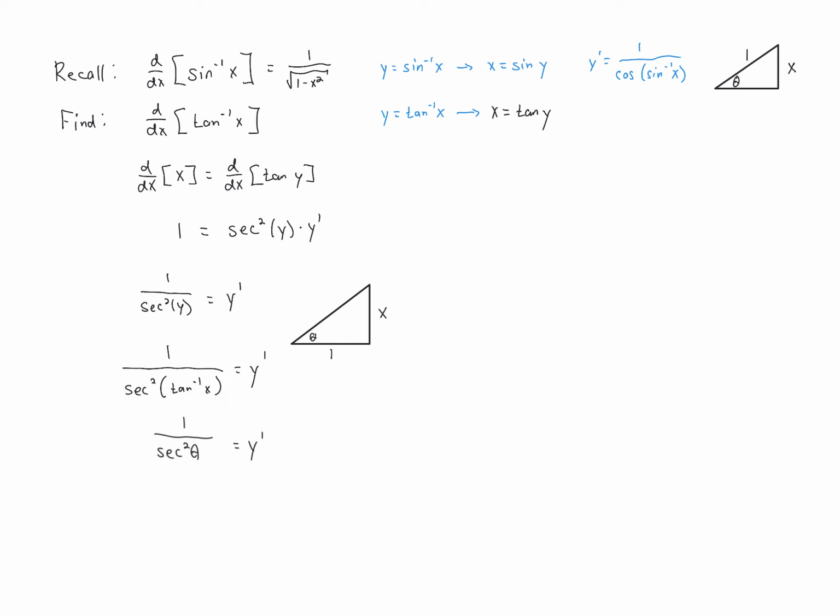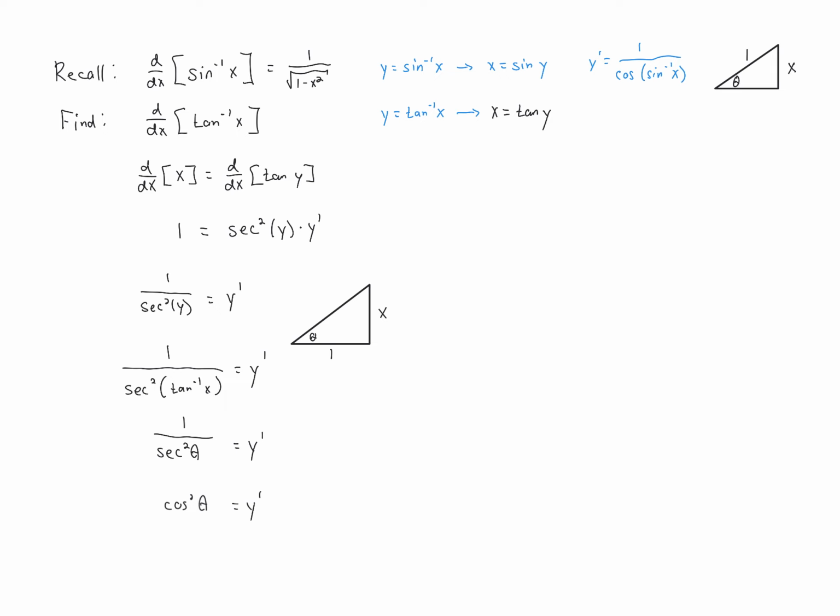We can leave it like that, but there is one way we can make this a little bit nicer, actually. We've got 1 over secant squared. We know that secant is 1 over cosine. And so if we have 1 over secant squared, we can just rewrite this as cosine squared of theta, right? 1 over secant is cosine. They are reciprocals of each other. So 1 over secant squared is just going to be cosine squared.